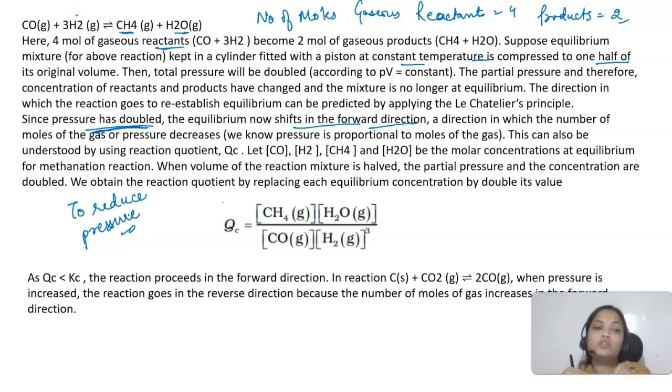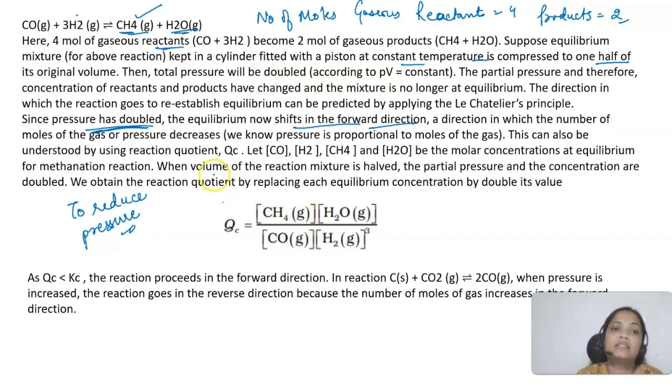Now the system wants to reduce the pressure, so the system will shift in the direction where the number of moles of gaseous substances is less. In the product side the number of moles is less, so that's why the system, or equilibrium, will shift in the forward direction.